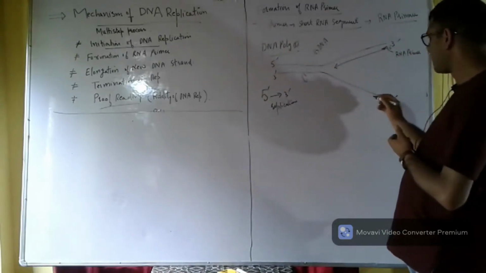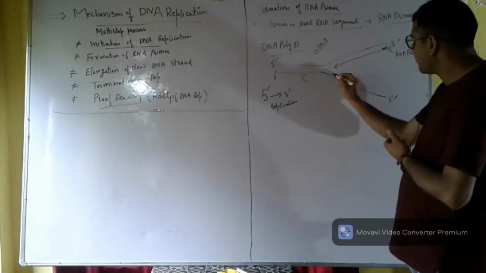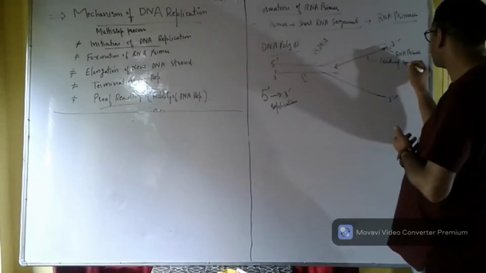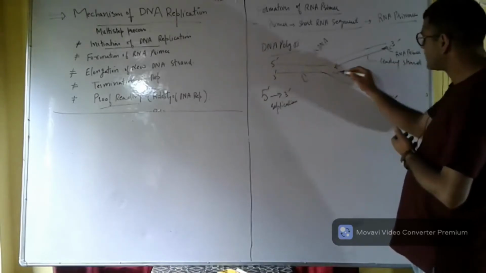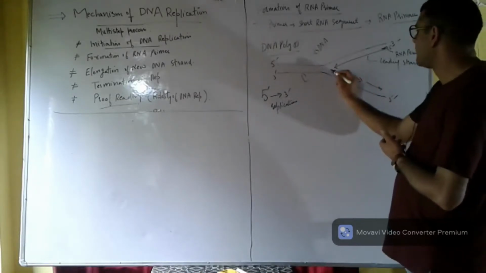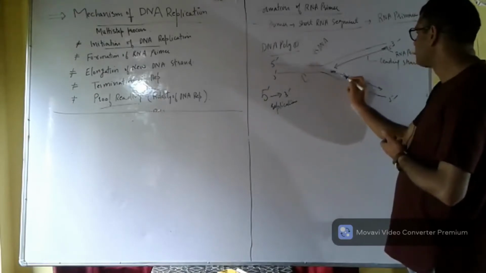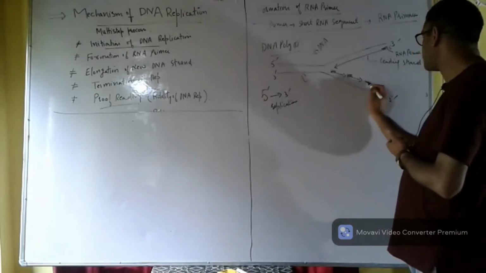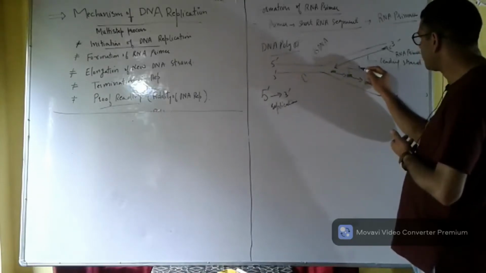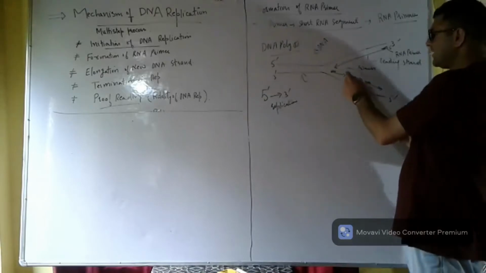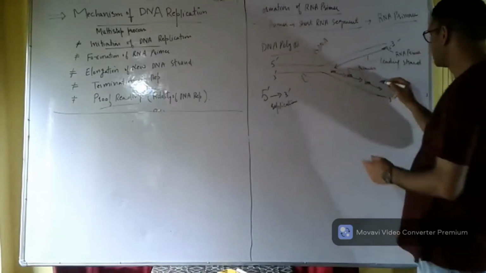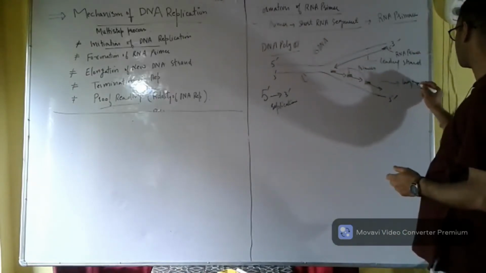Then in case of another strand, the one which is synthesized like this is called the leading strand. Another strand is synthesized in short stretches. This is an RNA primer, this is an RNA primer, this is an RNA primer. So these are called RNA primers. The DNA polymerase has added deoxyribonucleotides to the RNA primers. This strand is called the lagging strand.